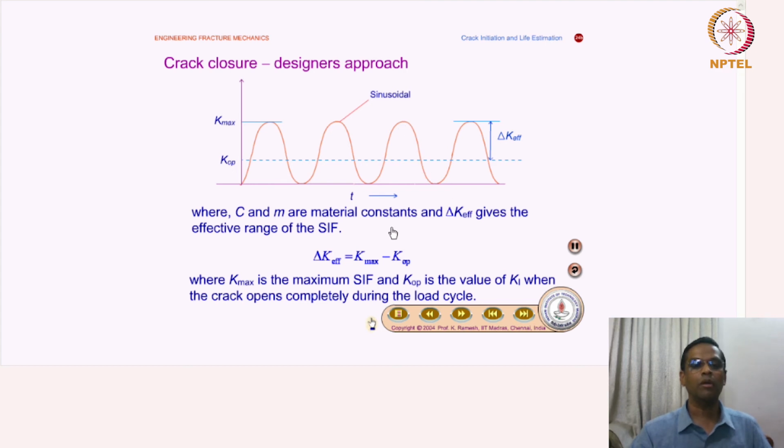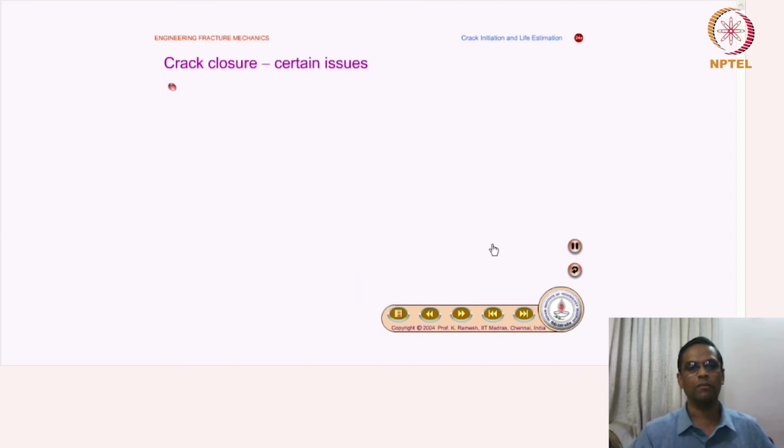Here C and m are material constants and delta K effective gives the effective range of stress intensity factor. So delta K effective is K max minus K opening. This distance is the delta K effective, where K max is the maximum stress intensity factor and K opening is the value of K1 when the crack opens completely during the load cycle. So this is how you have to understand the designer's approach to crack closure.